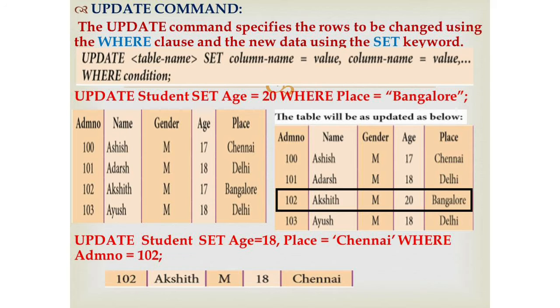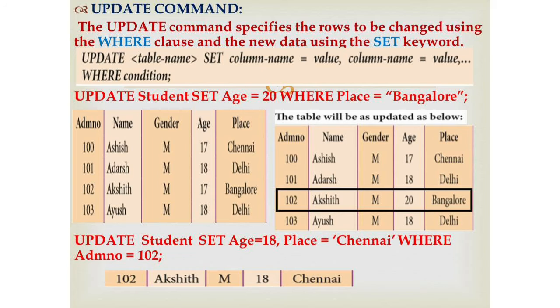So your output will be, look, the previous example, same example only. This is the old one. After updating, you can see the changes. See, whose place is equal to Bangalore. The Bangalore student is admission number 102, Akshit M, his age is 17. He belongs to Bangalore, right? So this row only is going to change, right?